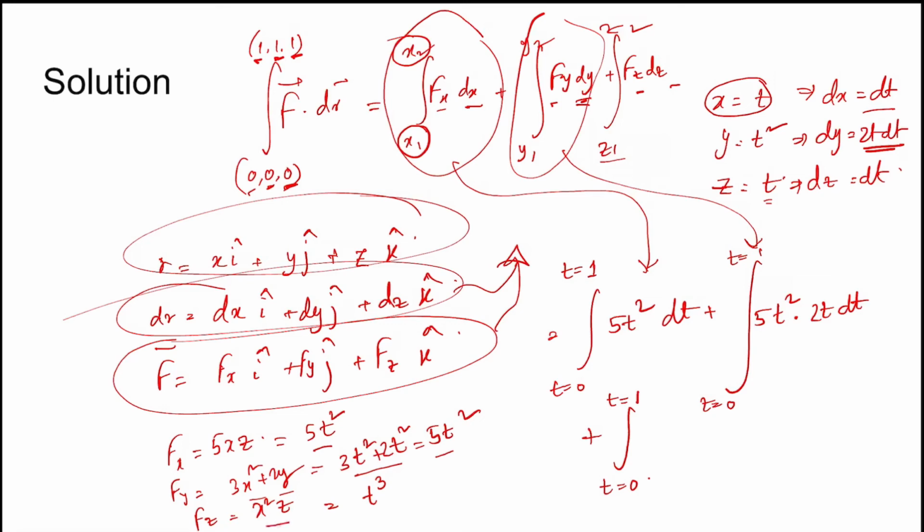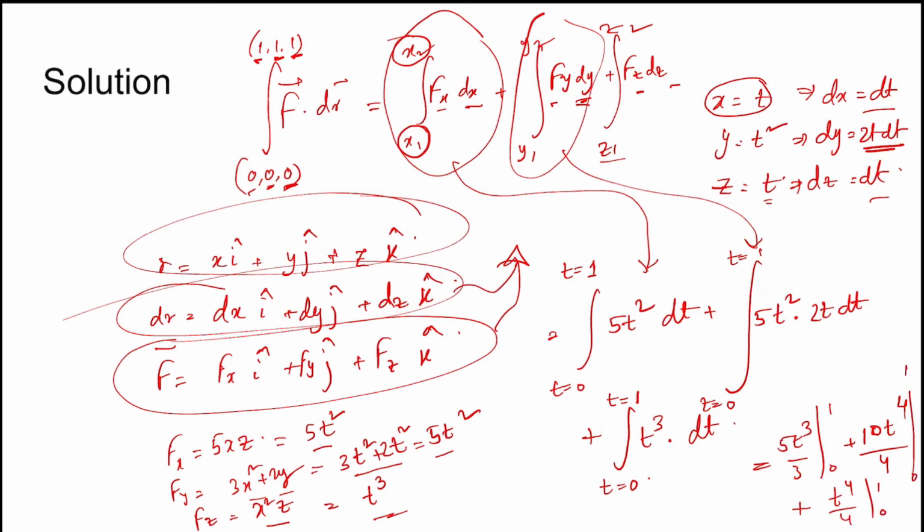And we need to find fz is x squared z, x squared is t squared into z is t, so t cube, into dz value is dt. So by doing this we find the value, we need to just do this integration: 5 t cube by 3 from 0 to 1, plus 5 into 2, 10 into t to the power 4 by 4, plus t to the power 4 by 4, from 0 to 1. So we are finding the value to be 5 by 3 plus 10 by 4 plus 1 by 4.